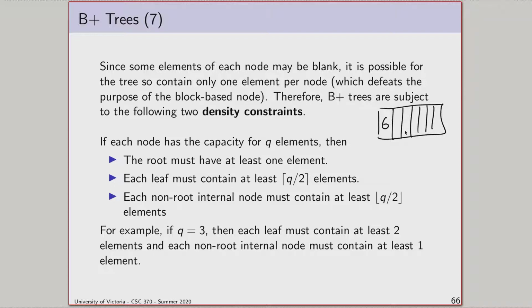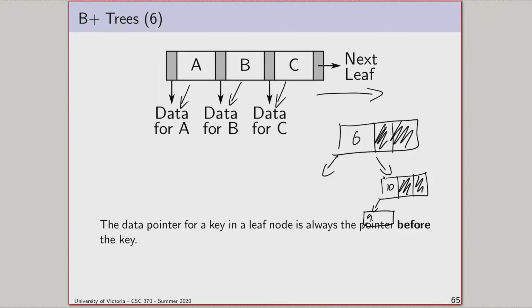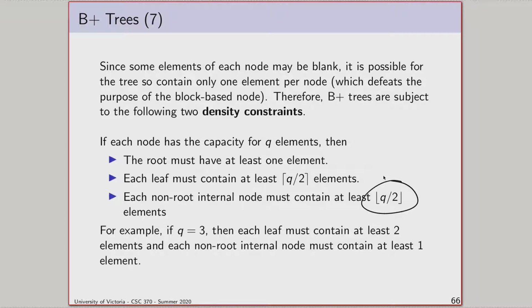That's life. And then each leaf, if you have q elements per node, so let's say q equals 3 on our previous page here, each leaf must contain at least, in this case, if q equals 3, there would be at least 2 elements per leaf. Every internal node that is not the root must contain q over 2 rounded down. So in this case, if you have 3 things per node, it turns out you could actually have one thing in an internal node, because 3 over 2 is 1.5, which rounded down is 1.